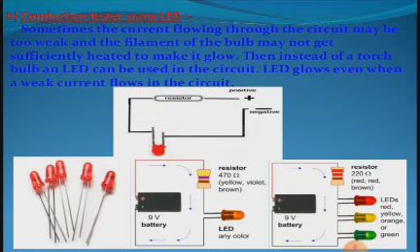Sometimes the current flowing through the circuit may be too weak and filament of bulb may not get sufficiently heated to make it glow. Then instead of torch bulb, a LED bulb can be used for a tester. So LED glows even when a weak current flows in the circuit.